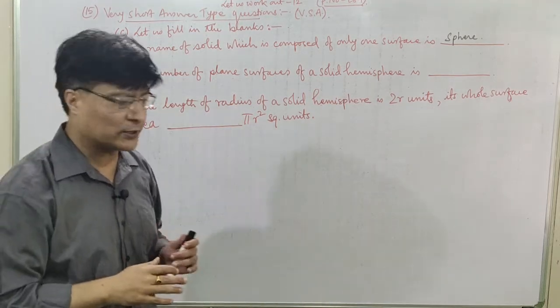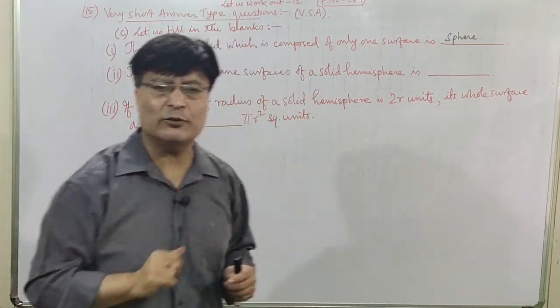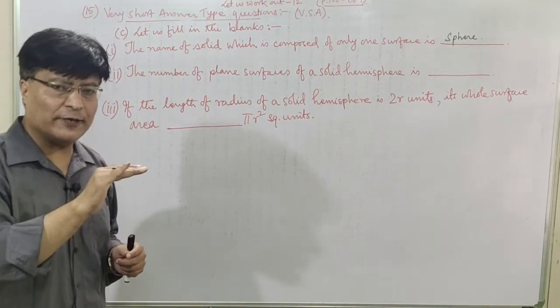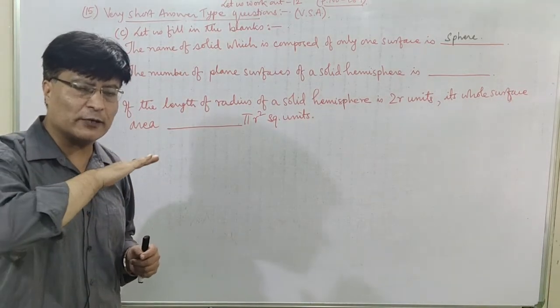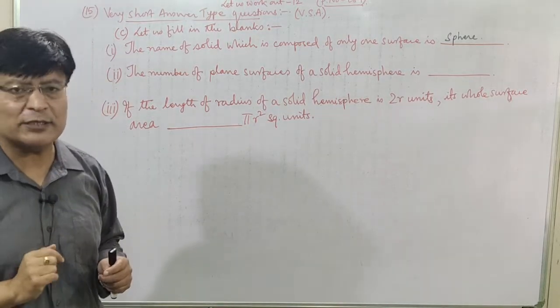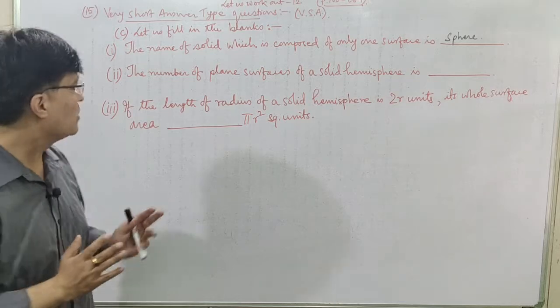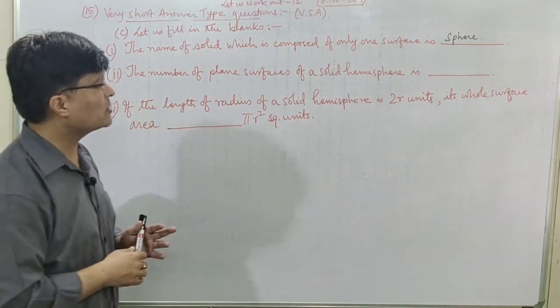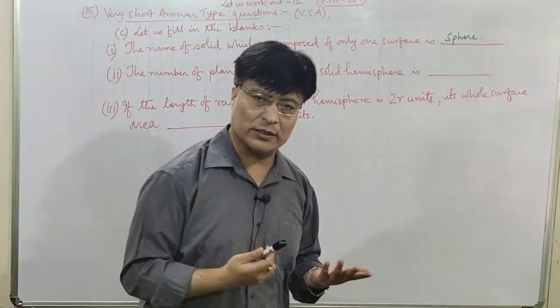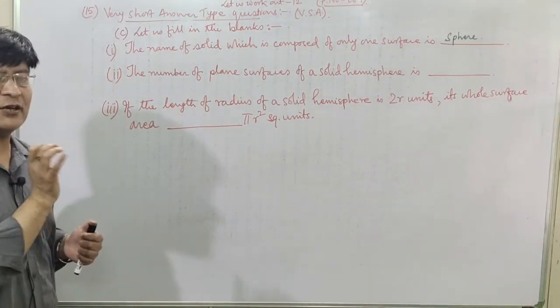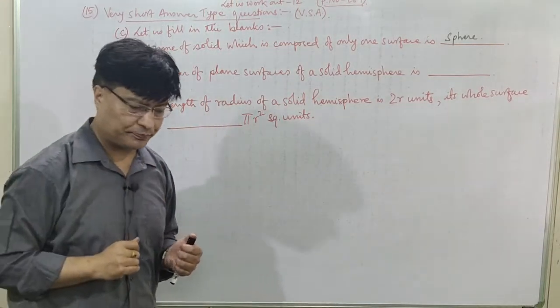Okay, now the number of plane surfaces of a solid hemisphere is what? A solid hemisphere is half of the sphere, the exact half of a sphere is called a hemisphere. That is also a solid. Understand? So the number of plane surfaces of a solid hemisphere is what? We have to write how many plane surfaces a solid hemisphere has.